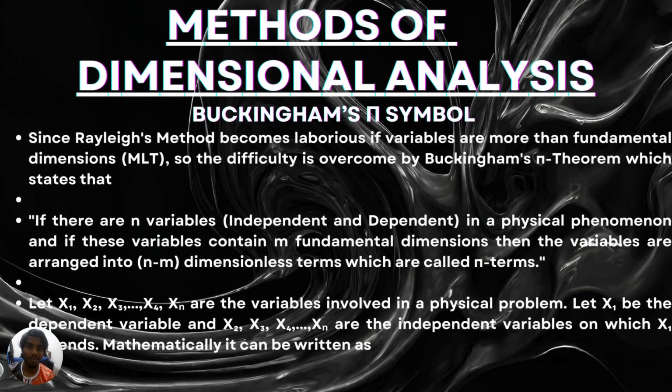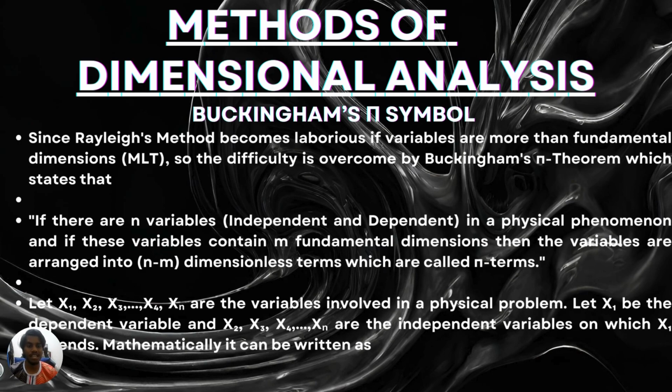Meanwhile, the second method, Buckingham's pi theorem, is the method that I would suggest. Since Rayleigh's method becomes difficult if there are more variables, the way to overcome this difficulty is by using Buckingham's pi theorem, which states that if there are n variables, independent and dependent, in a physical phenomenon, and if the variables contain m fundamental dimensions, then the variables are arranged into n minus m dimensionless terms, which are called pi terms.